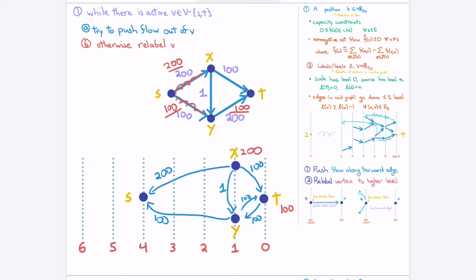I will wait until someone picks an active vertex. All right, X, and you either push flow or you relabel it. Okay, push. So there's one edge from X to T. So we'll send as much flow as possible. That's 100. Okay, that will become a backwards edge. And now T has 200 units of flow. Okay, did I do that correctly? Okay.